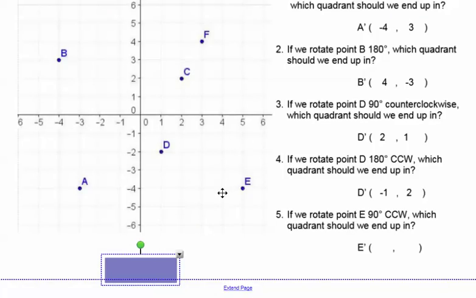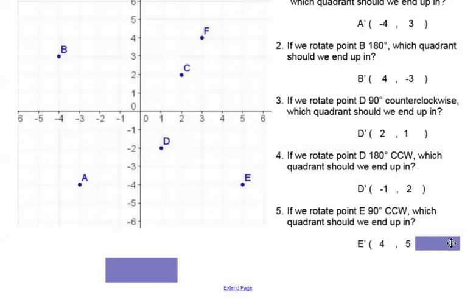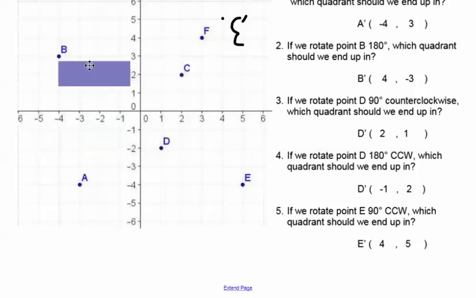We said that we would end up in quadrant 1. If we move right 4 and then up 5, that would be in quadrant 1. So again, I usually write it down. Right 4 would be positive 4, up 5 would be positive 5. And if we plotted that, it would be right there, and we would call it E prime.